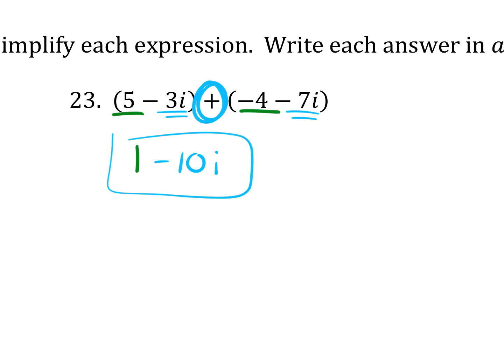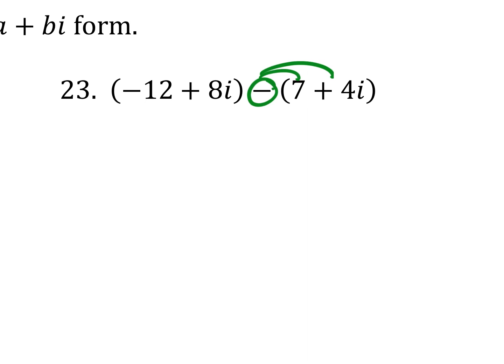So here, for this one, it'd be negative 7 and negative 4i. So negative 12 minus 7 would be negative 19. 8i minus 4i would be plus 4i. Oh, yeah, it should be minus.